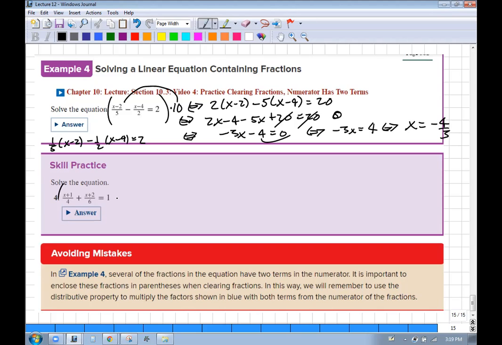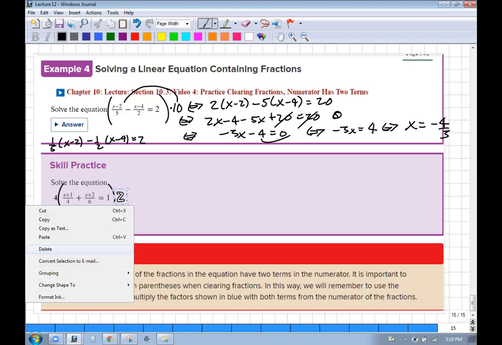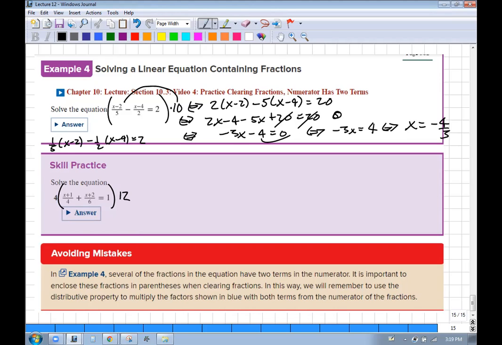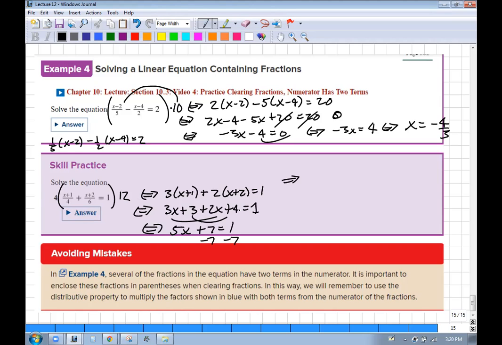Here we can get rid of the fractions, we multiply by what, 12? Yeah. 12 over 4 is 3. 12 over 6 is 2. Get rid of our parentheses. Combine like terms. Subtract 7 from both sides. Divide both sides by 5. All right, any questions?